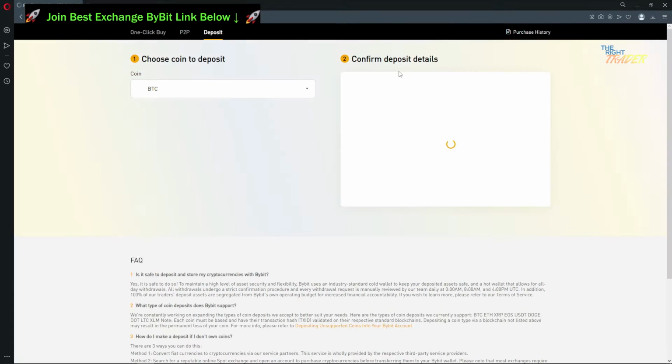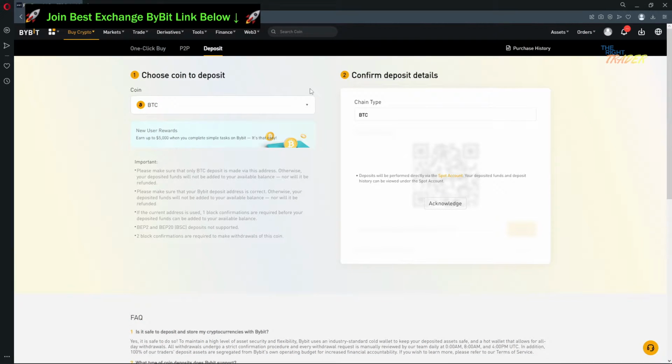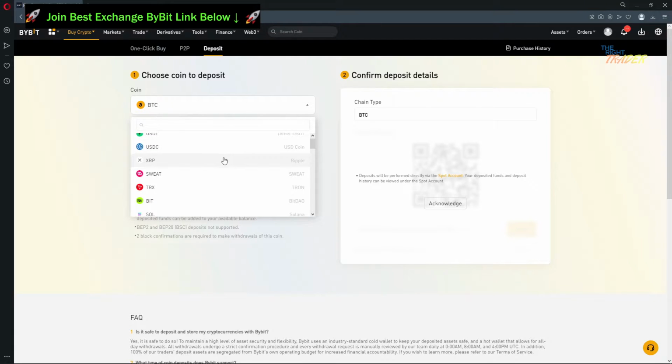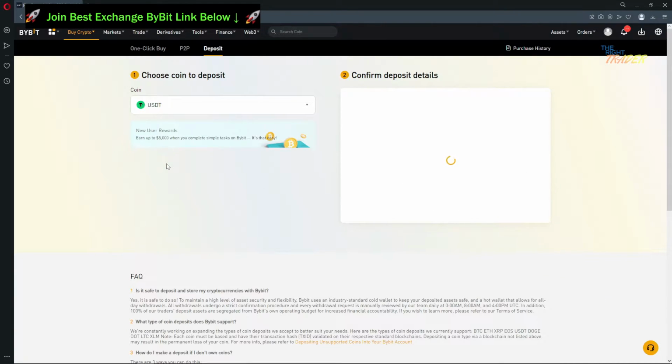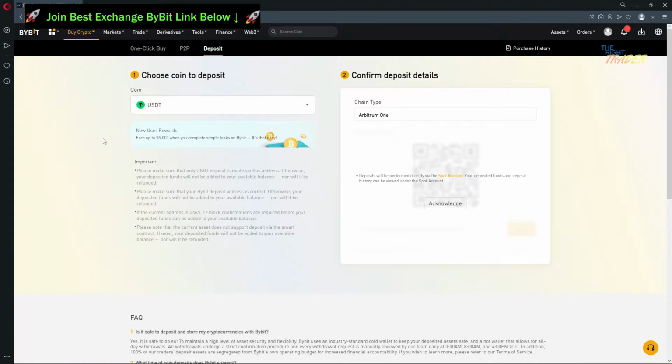Very simple. I've never had an issue with depositing or withdrawing on ByBit. And of course, you can deposit a whole bunch of cryptocurrencies, right? Probably most popular is going to be Bitcoin, ETH, and USDT. And one of the things that I really appreciate with ByBit, this is one of my biggest selling points for them, is they have a whole bunch of different networks that you can send and withdraw your cryptos on, okay?